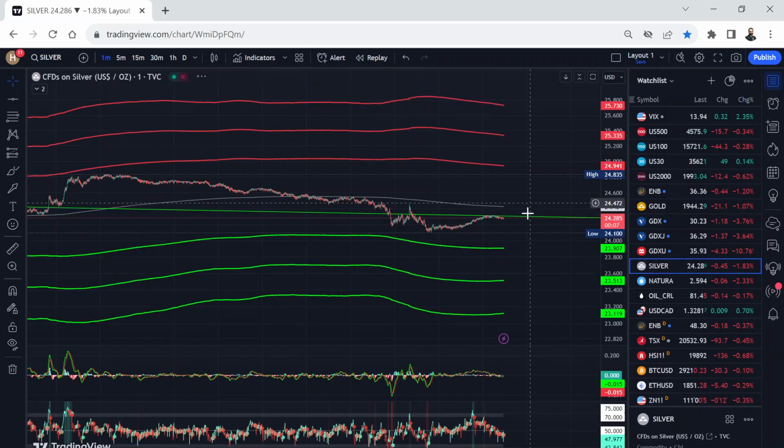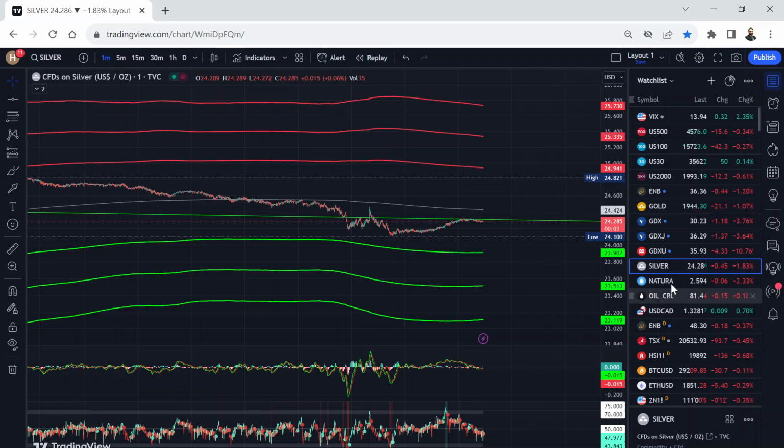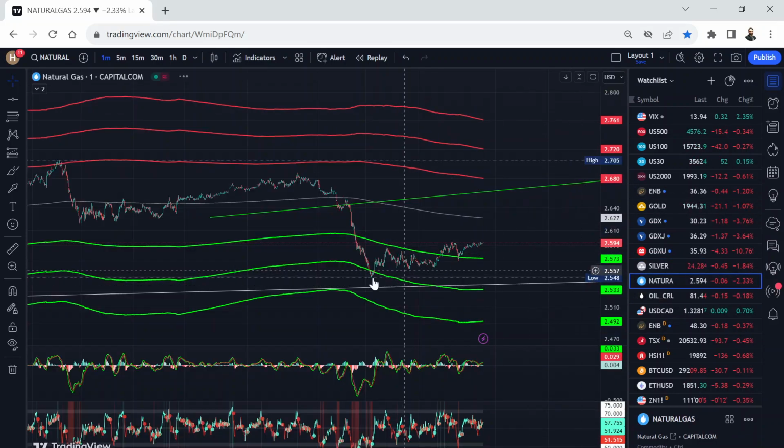Silver is in the middle. I want silver to go below the green lines. That's only when I'm going to buy it. You can see here also natural gas. You can see it came to the buy zone.